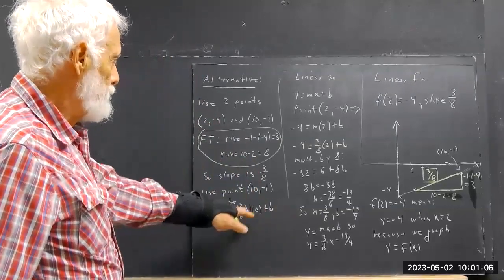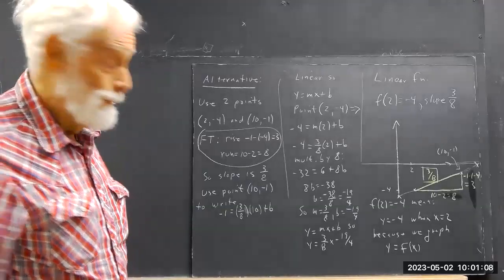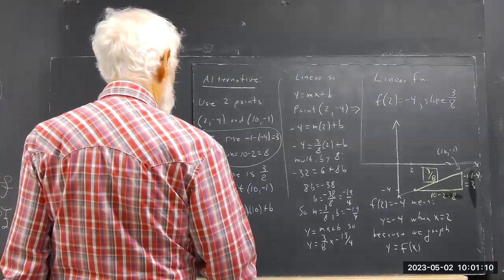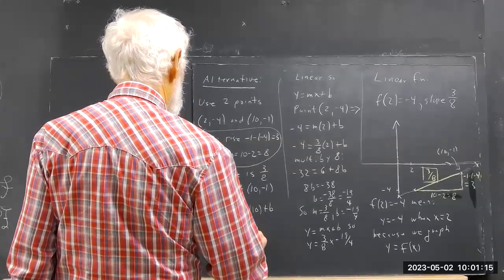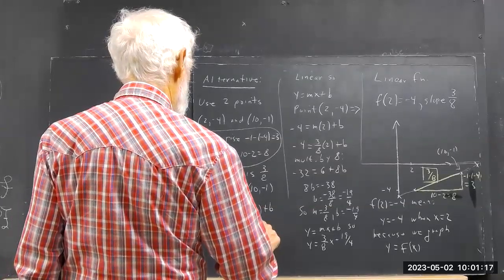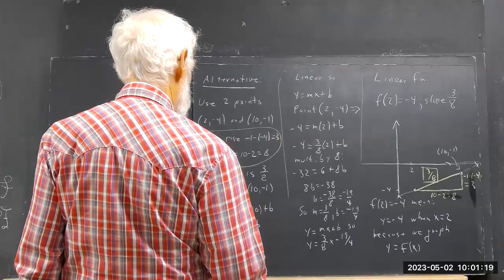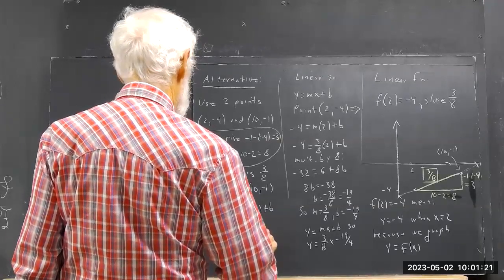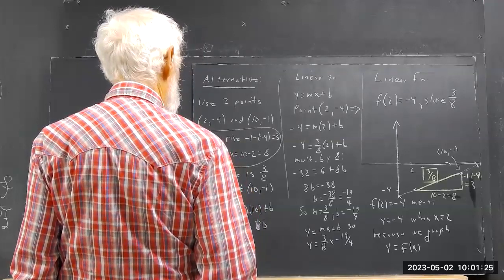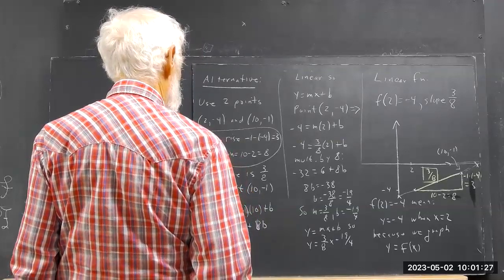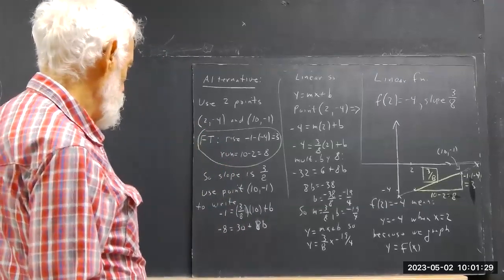Equals 3/8 times 10 plus b. Multiply both sides by 8. Get -8 equals 30 plus 8b. And so here's the wrong here.